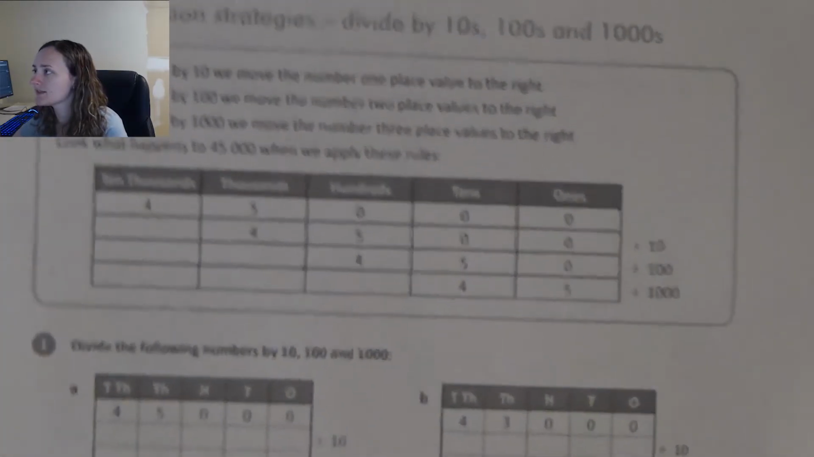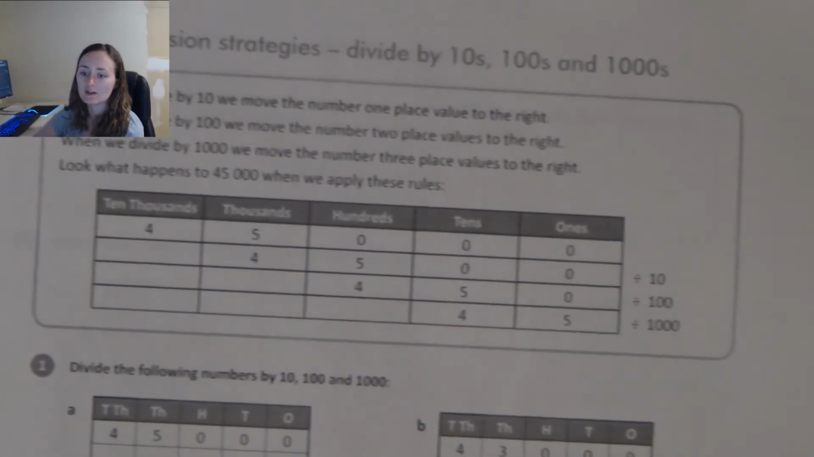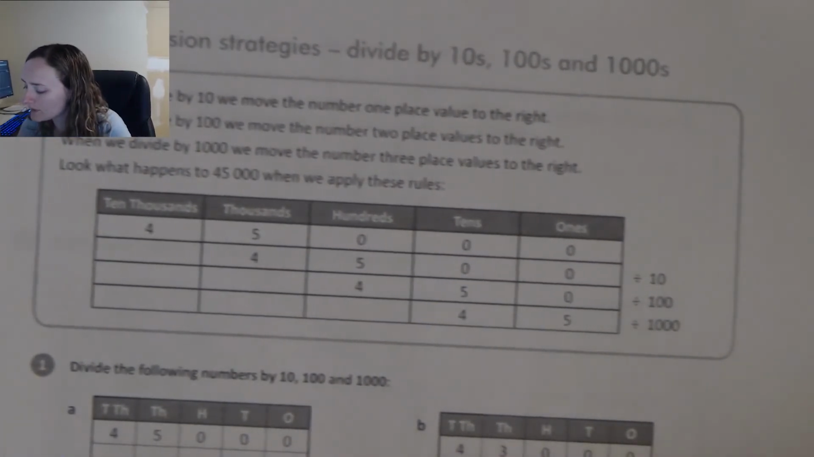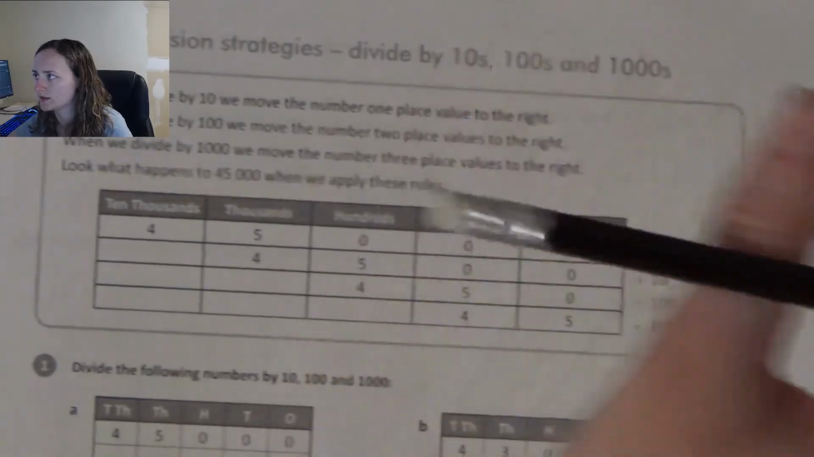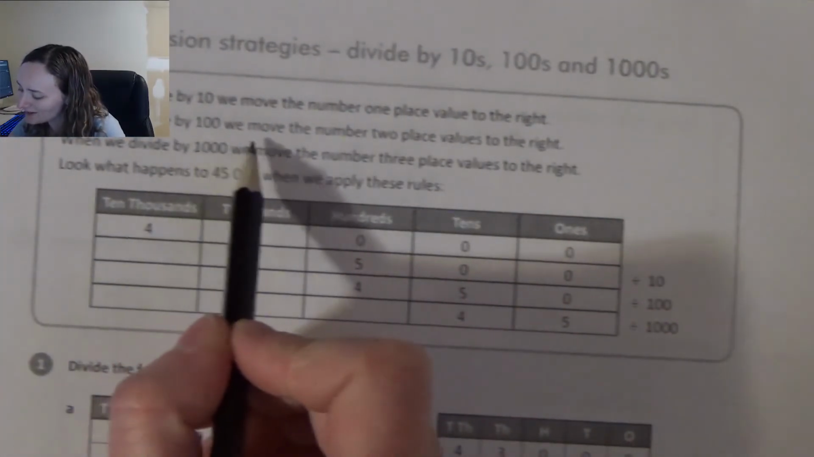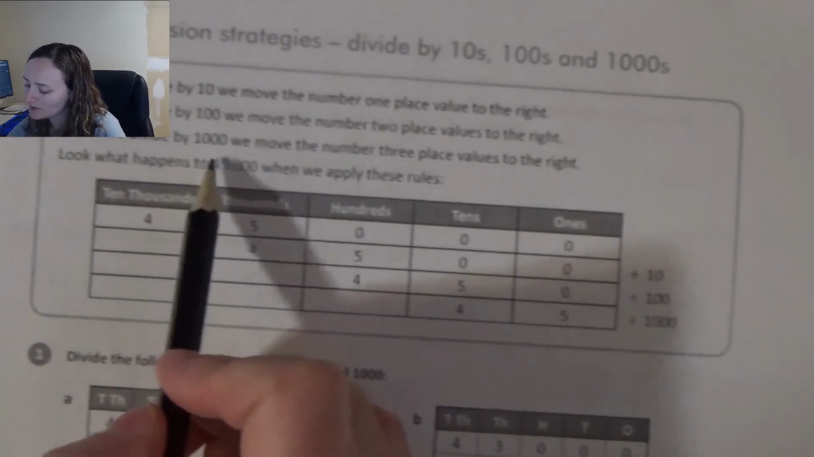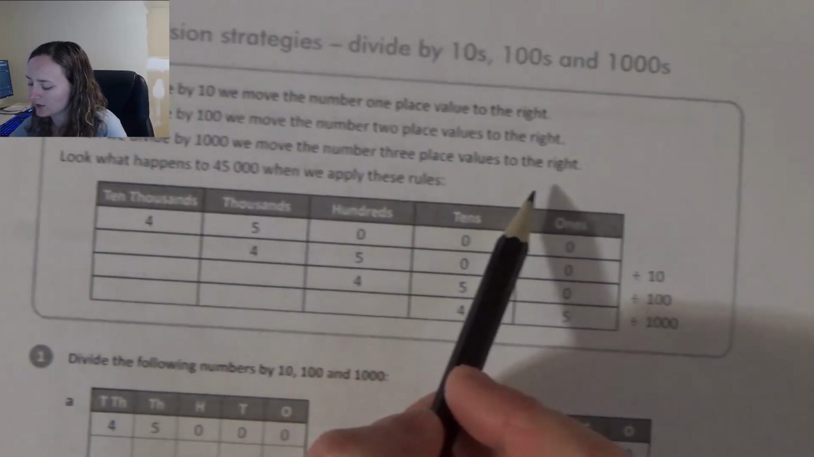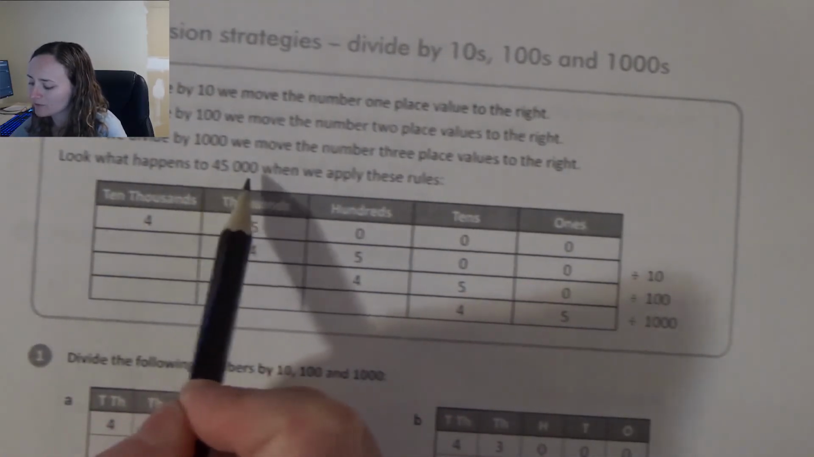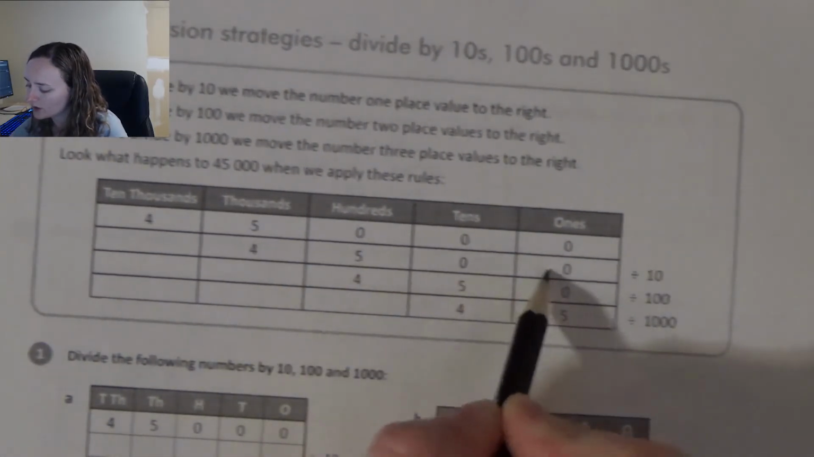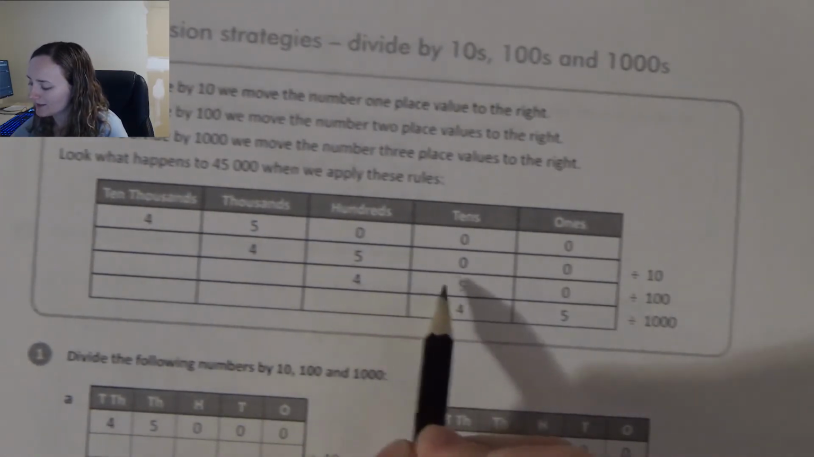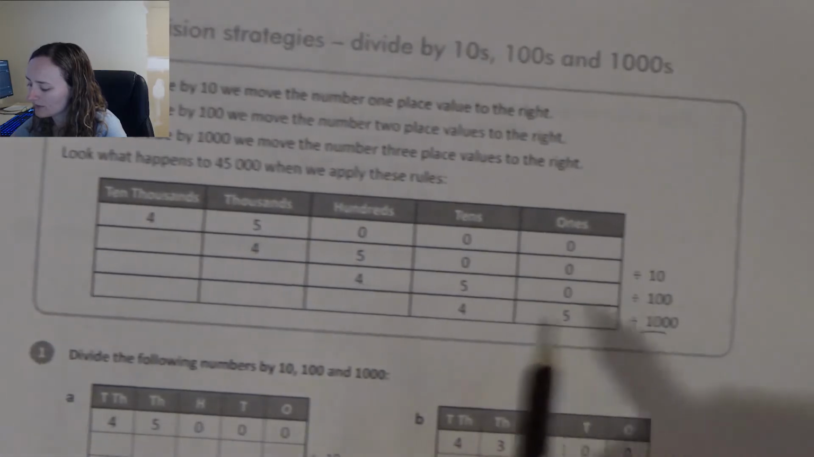Okay, so we're going to do the tens, hundreds, and thousands here in this video, and then that will be it for this video. So when we divide by 10, we move the number 1 place value to the right. When we divide by 100, we move the number 2 place values to the right, also the same direction. And when we divide by 1,000, we move the number 3 place values to the right. So let's look at what happens to 45,000 when we apply these rules. If I divide it by 10, I get 4,500. If I divide it by 100, I get 450. And if I divide it by 1,000, I get 45.